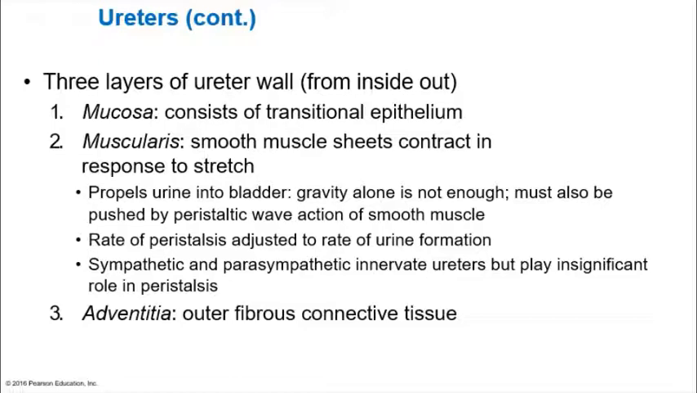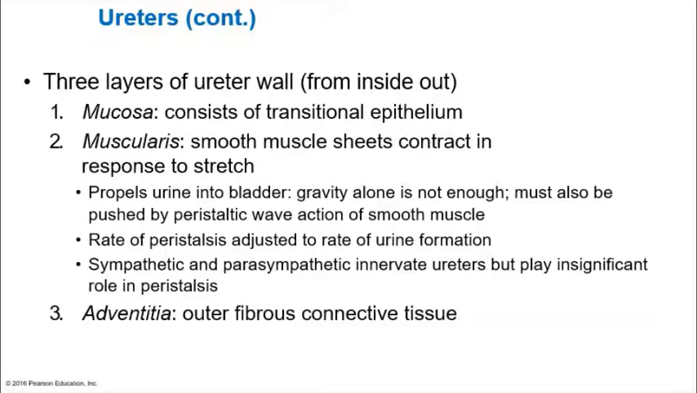And you might know from A&P 1, you remember what epithelial tissue lines the inside of the bladder and ureters to allow for stretching? It was transitional epithelium. Lining the inside of your ureters in the mucosa and the mucosal layer is transitional epithelium to allow it to stretch. But then there's a middle layer.